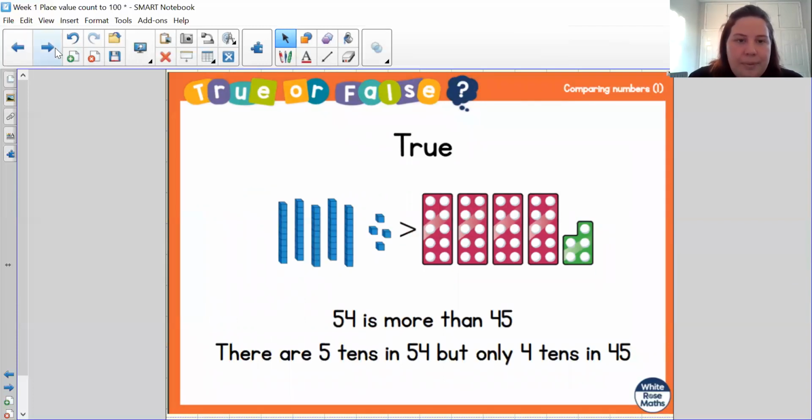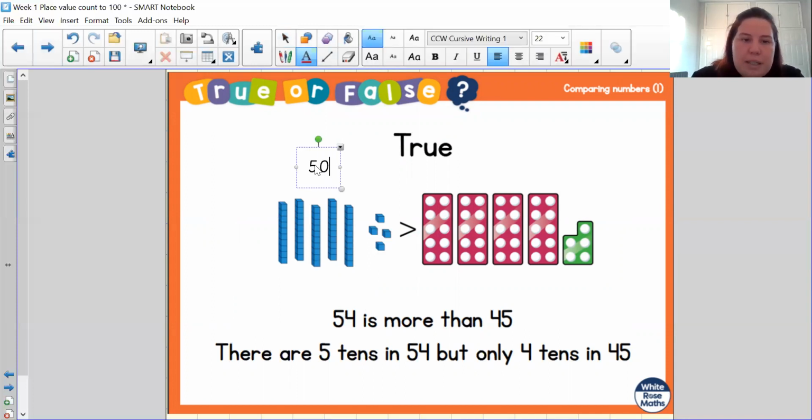So it is true. If I was to count, well, on one side, 10, 20, 30, 40, 50. So I have 50 on one side, so I have 5 tens and 1, 2, 3, 4 ones. So if I add them together, that makes 54. And the same on this side, 10, 20, 30, 40, 41, 42, 43, 44, 45. So I have 4 tens and 5 ones. So if I was to compare them, 54 is more than 45.